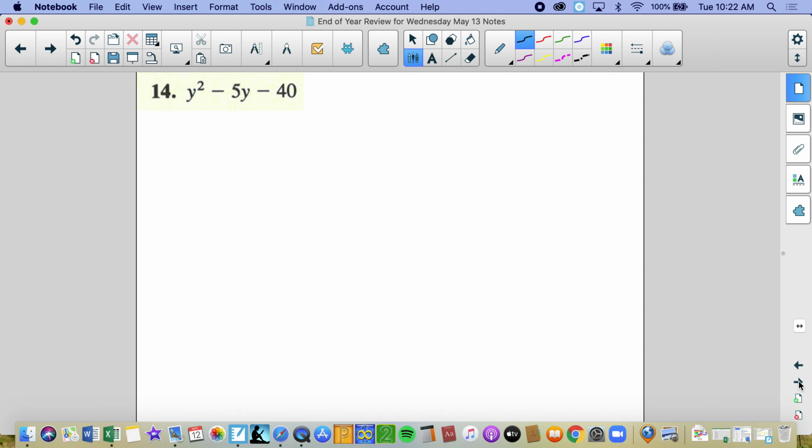Let's look at the next one. Again, I'm going to go through. Is it in standard form? Yes. Is there a common factor? No. Is it a special case? No, 40 is not a perfect square. So I'm going to do A times C. So A is 1, C is negative 40.